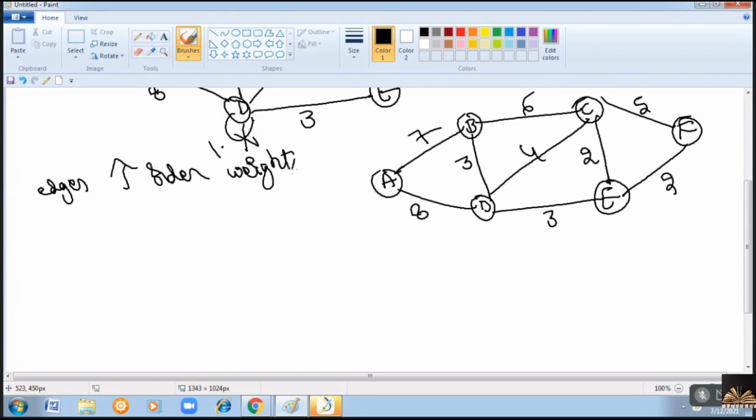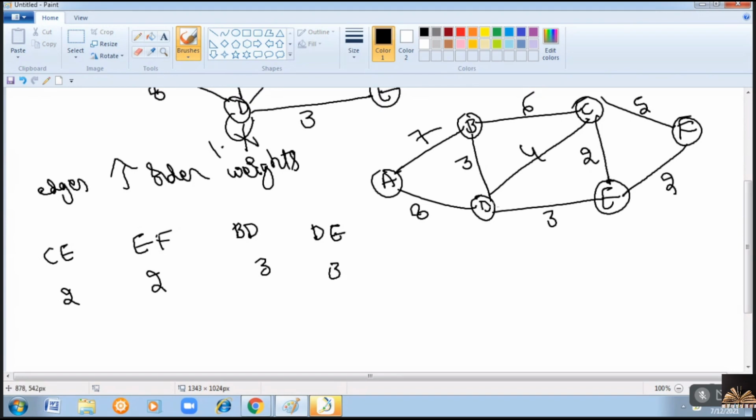Clear? So here, which edge is having the minimum weight? When you observe this graph, the minimum value is 2. So 2 edges are having the minimum weight or minimum cost. One is C to E and the other is E to F. You need to arrange all the edges in the increasing order. So after 2, what is the minimum value? 3. 2 edges are having the minimum value, that is BD and DE, with 3, 3.